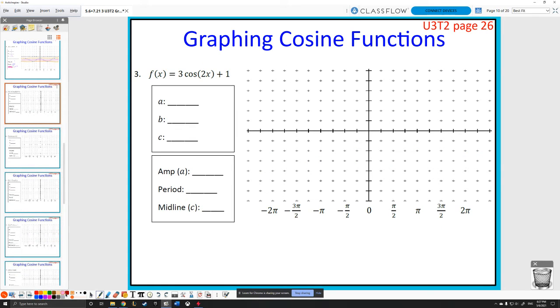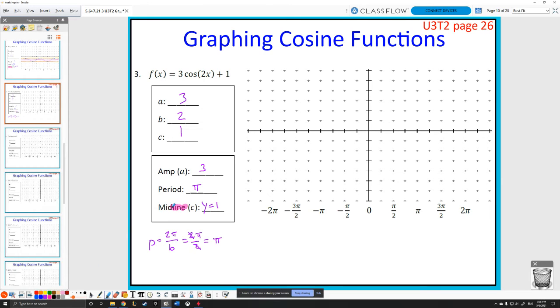All right, now this is where we get a little bit tricky. 3, 2, 1. My amplitude is 3. My midline is y is equal to 1. Now my period, 2 pi over b becomes 2 pi over 2. Now my 2's will cancel. So my period is actually pi. And we're going to see how that affects the graph in just a second.